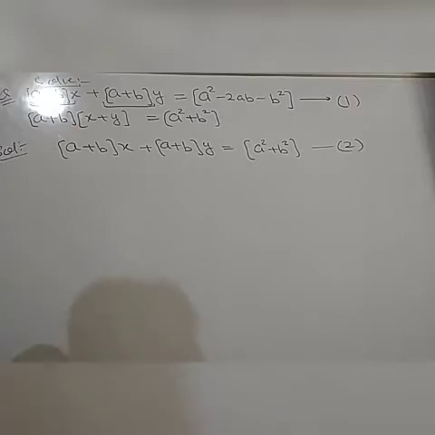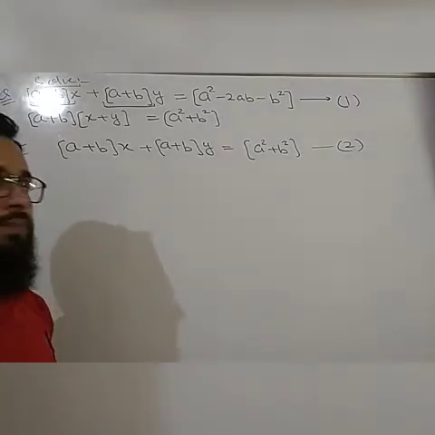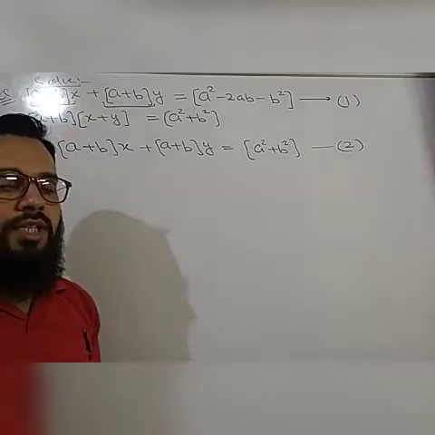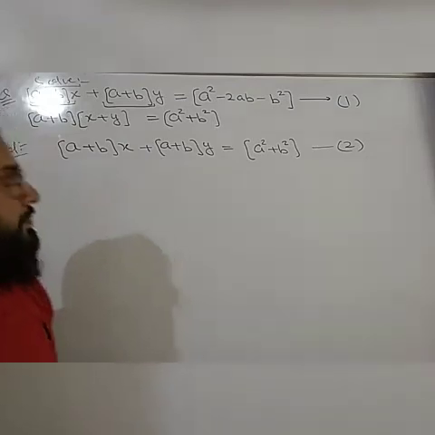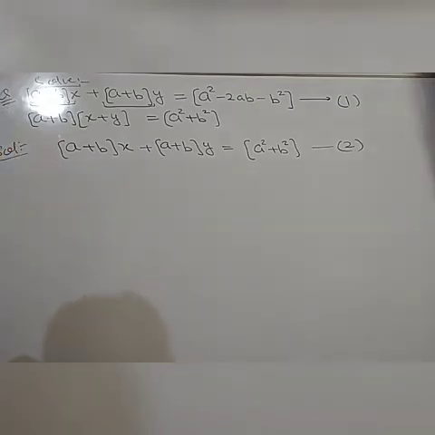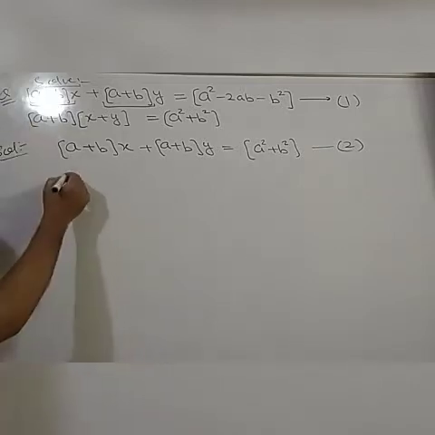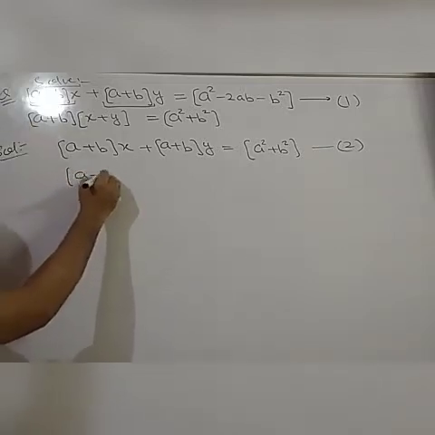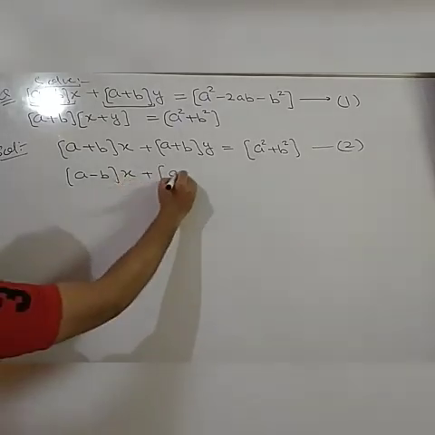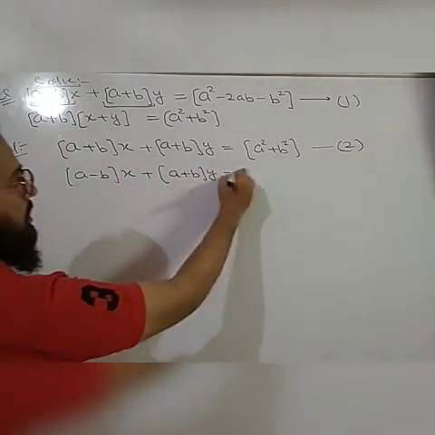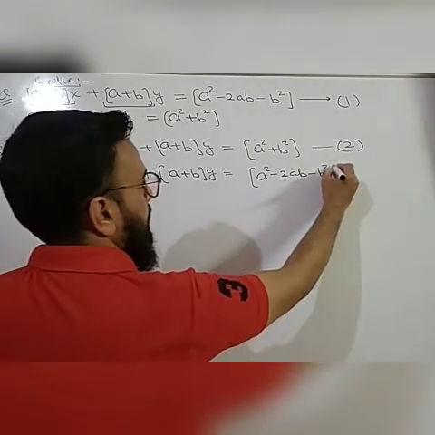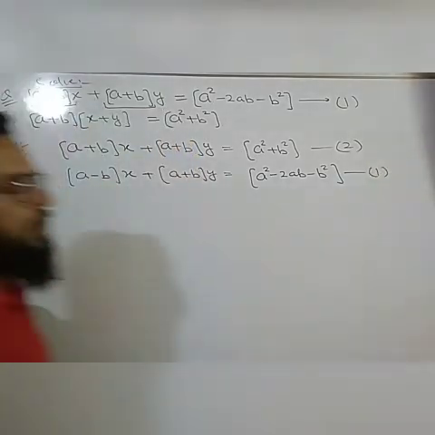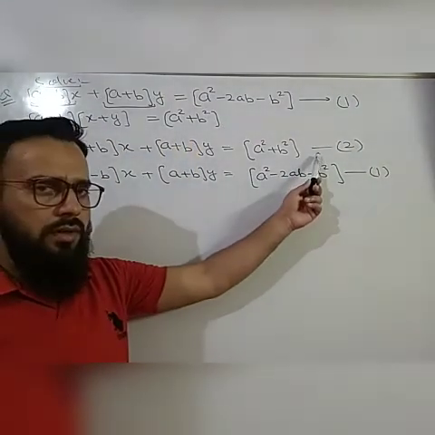Again, we can use any method, either elimination by substitution or elimination by equating the coefficient. But I told you that the equating the coefficient method is more convenient. So we can equate the coefficient. Now look at the equations. First equation I am writing here again: (a minus b)x plus (a plus b)y is equal to a square minus 2ab minus b square. It is the first equation.